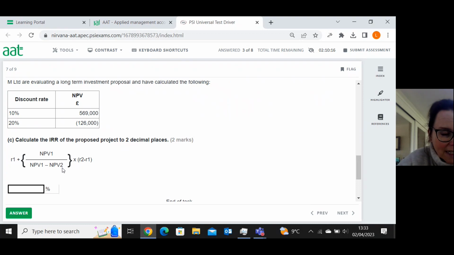If I knock off all the zeros, it makes no difference for a division. Multiply by the difference between the discount rates, so 20 take away 10 is 10. So 569 divided by 695, times that by 10, and then add your first discount rate, which is also 10. If you feed all of that into your calculator, being careful with the order of operations, you should get an answer of 18.19 to 2 decimal places.